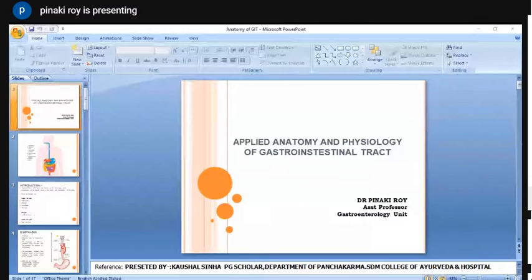So to start with, usually the oral cavity and all those things are covered in ENT classes. So we will start from the esophagus. Okay. So esophagus is a muscular tube. You all know it helps in transporting food from the oral cavity to the stomach. Its length is important. It is 25 centimeter, but usually the range is 18 to 26 centimeter. It is a muscular tube.